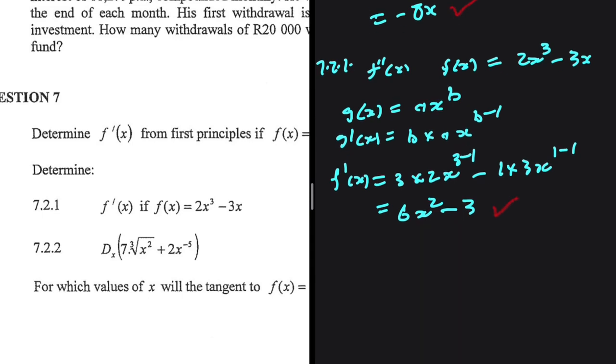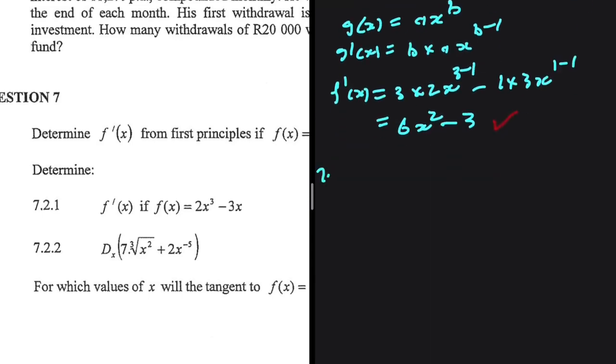So that is 7.2.1. Let's take a look at 7.2.2. Well, a question like 7.2.2, 7.2.1, and 7.1, you know they're going to be there in your final exam. The variables, the numbers are going to change, but the technique is the same. Well, let's look at 7.2.2.